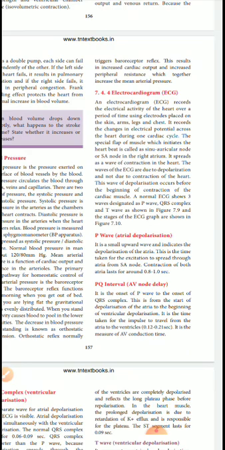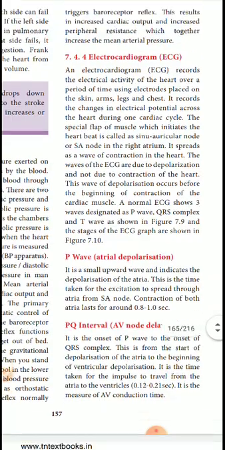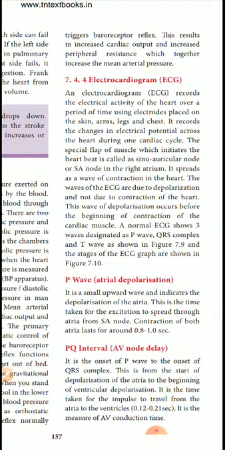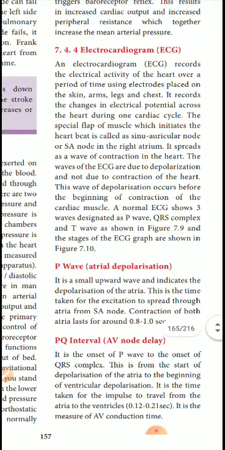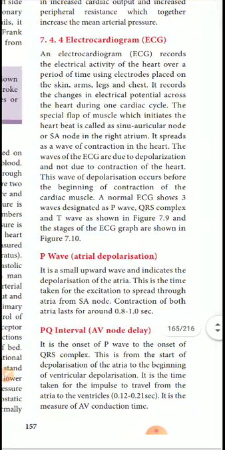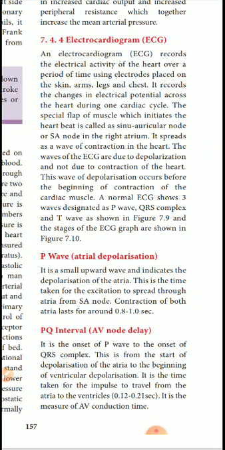It is there in the practical also, and it is an important question for the public exam; maybe they will ask, what is the electrocardiogram? It is a record of the electrical activity of the heart over a period of time using electrodes placed on the skin, arms, legs and chest. Where is it placed? Underline the words skin, arms, legs and chest. It records changes in the electrical potential across the heart during one cardiac cycle.